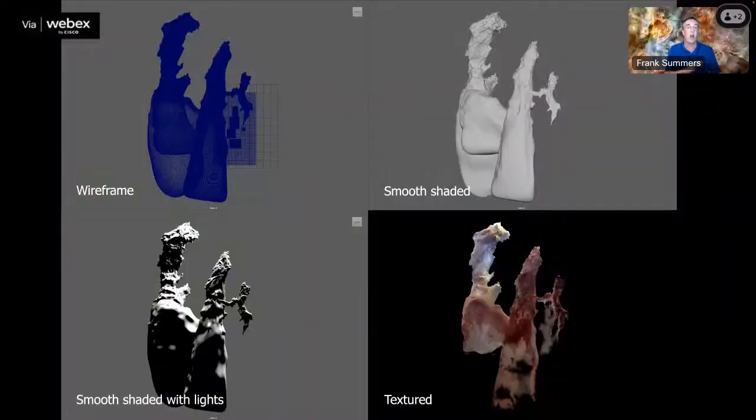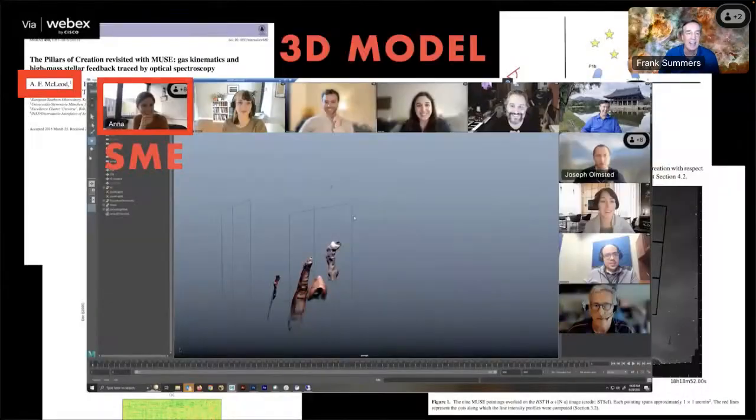So here are the wireframes, and then the smooth shaded, and then the lit model, and finally the texture model of our 3D pillars. And then there is one other element that's really crucial to doing a good 3D model, and that is getting Anna McLeod to be your science advisor.